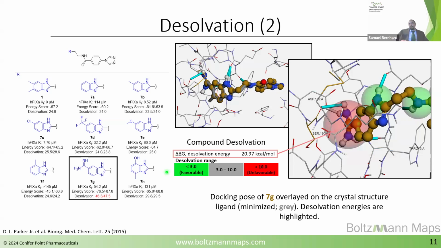So BMaps can calculate desolvation at the compound level, as we just looked at, but it can also highlight key regions and provide their contribution to the overall desolvation. Ideally, desolvation is low. For this metric, a functional group or regional desolvation under 3 kcals per mole is considered favorable, and anything over 10 kcals per mole is considered unfavorable. So as expected in the case of 7G, a significant portion of the desolvation is associated with the amidine. This desolvation comes out at about 21 kcals per mole, which is comparable to the benefit of any of these additional hydrogen bonds.